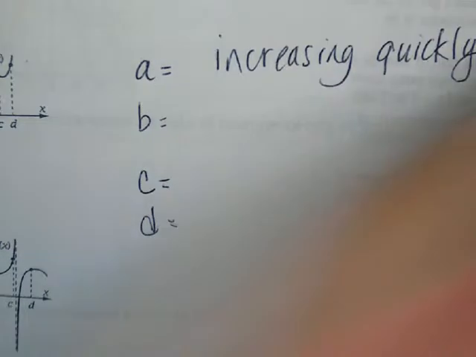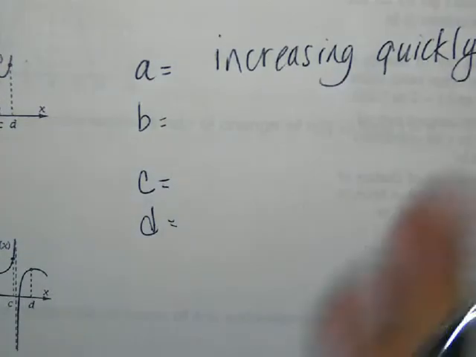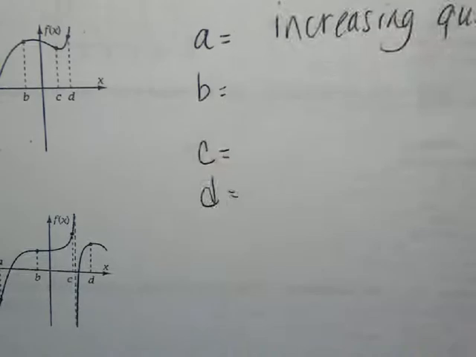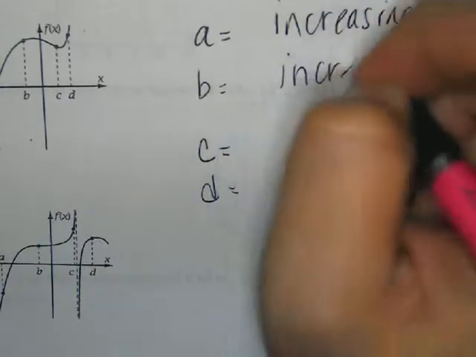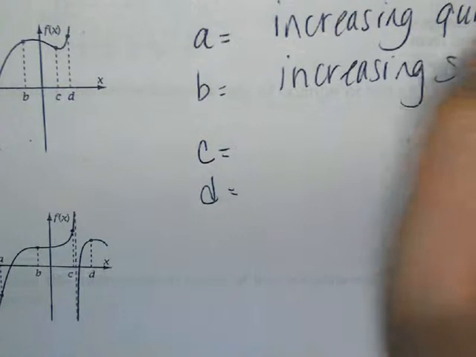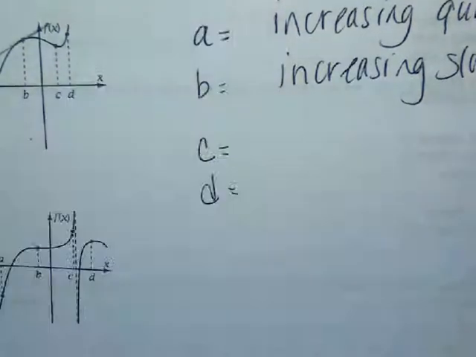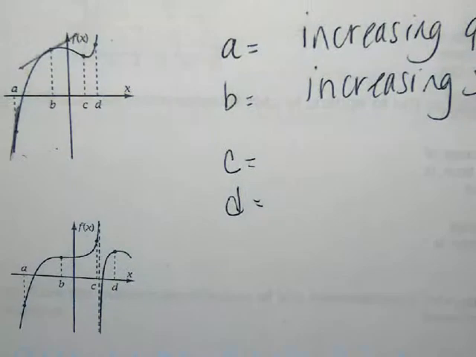All right. Emily, what about for B? Increasing slowly. Good. Increasing slowly. And if you drew in your tangent line, which I do want you to practice, it would look something like that, because it's following the slope of the curve.